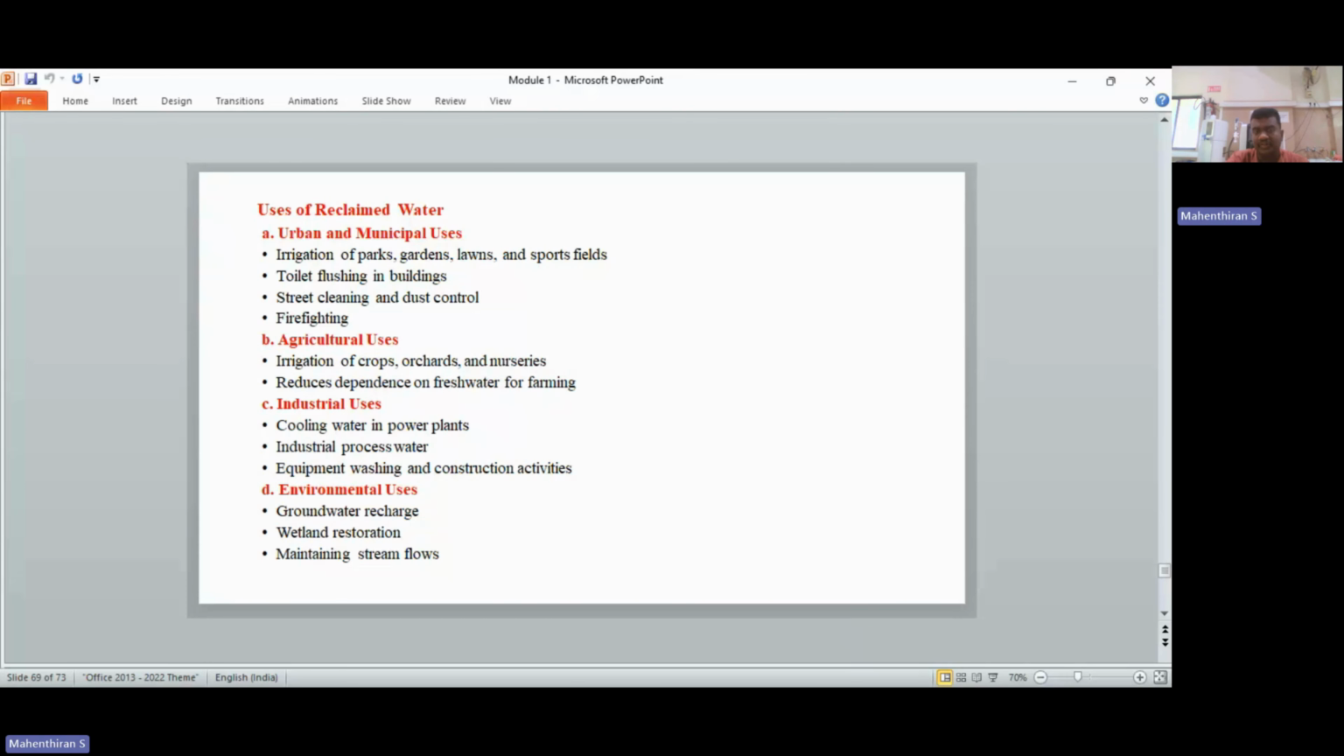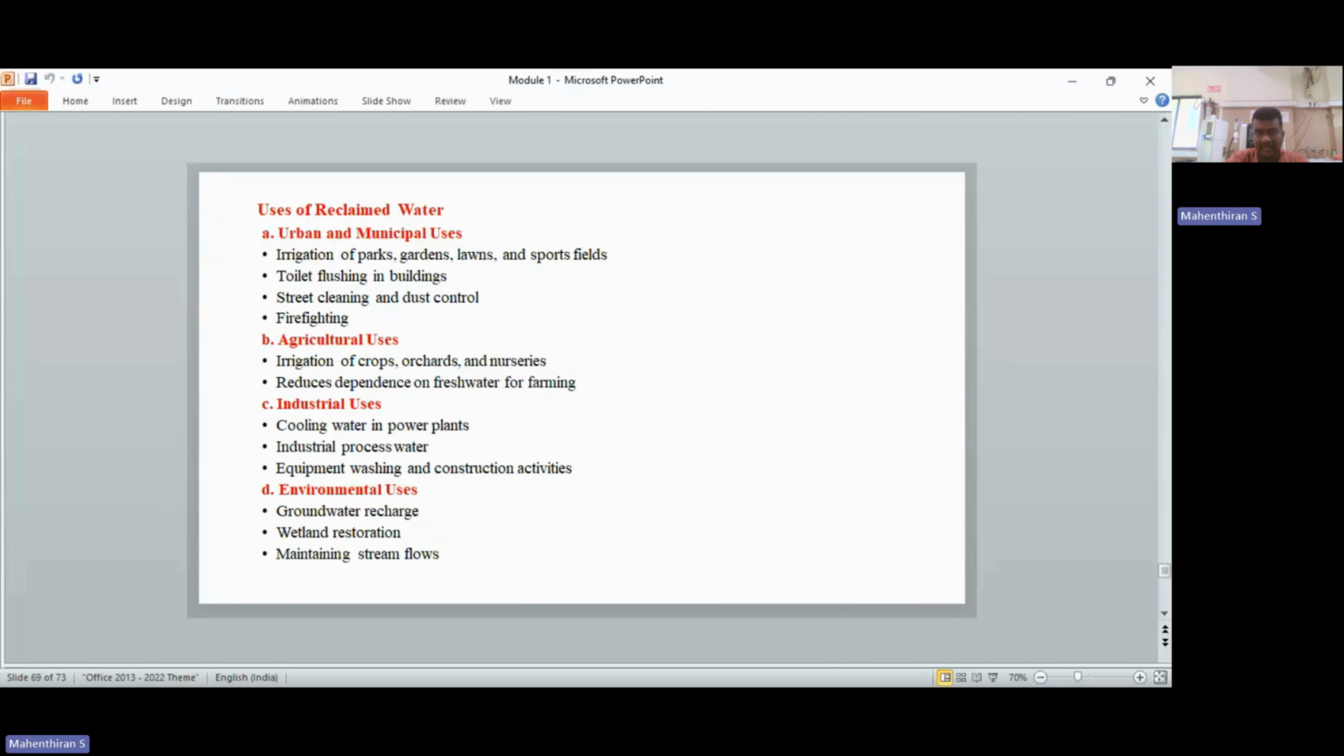It will be used for irrigation of crops and nurseries. Agriculture is a larger consumer of freshwater globally, often accounting for 70 to 80% of the total water which is used. Reclaimed water can be used to irrigate a wide variety of crops, including food crops that are processed or cooked before consumption, and nurseries growing flowers and ornamental plants also.